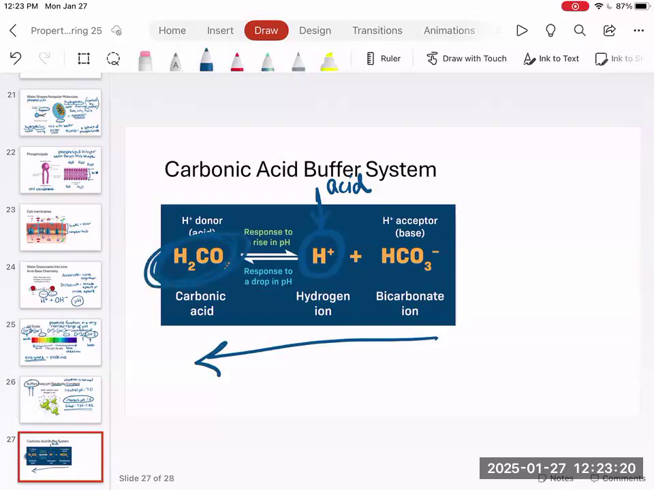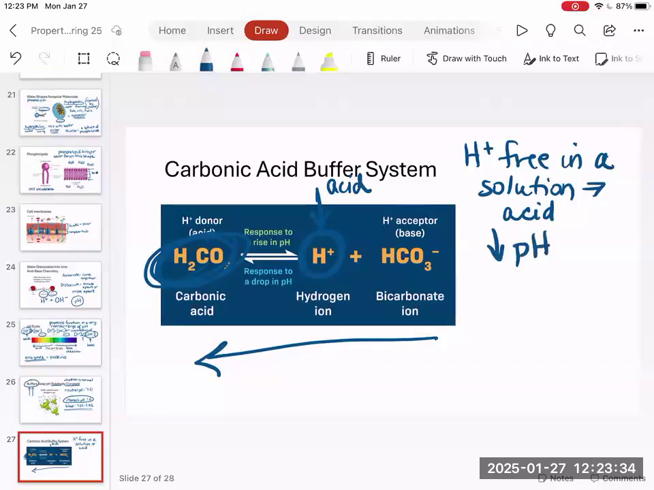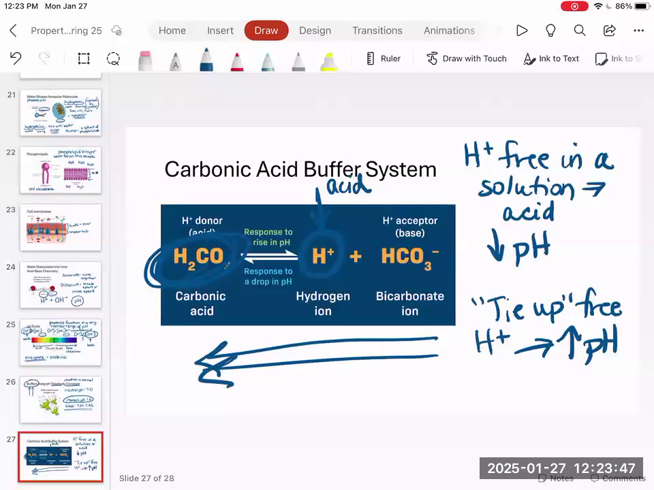It's only when those hydrogen ions are free in a solution that it's going to make it an acid. In other words, it decreases the pH. If you tie up the free hydrogen ions, you're going to increase the pH. And that's what we do when we shift it back this way. So an effective buffer system is going to be effective when the pH gets too high, it's going to go one direction. When the pH gets too low, it's going to go another direction.